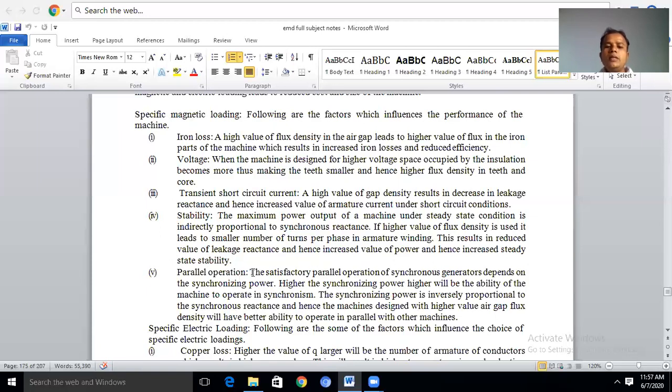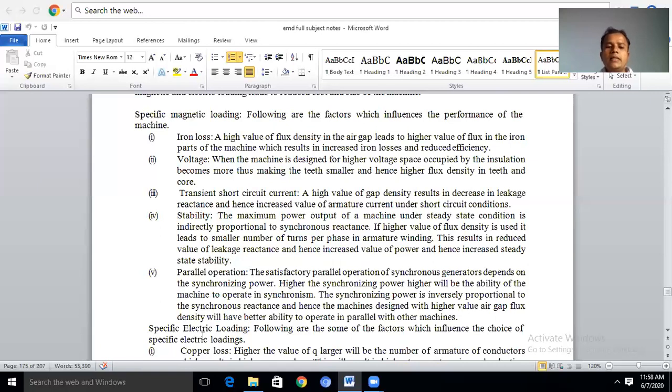Parallel operation. The satisfactory parallel operation of synchronous generators depends on the synchronizing power. The higher the synchronizing power, the higher the ability of the machine to operate in synchronism. The synchronizing power is inversely proportional to the synchronous reactance, and hence machines designed with a higher value of air gap flux density will have better ability to operate in parallel with other machines. So this is the fifth parameter, parallel operation.